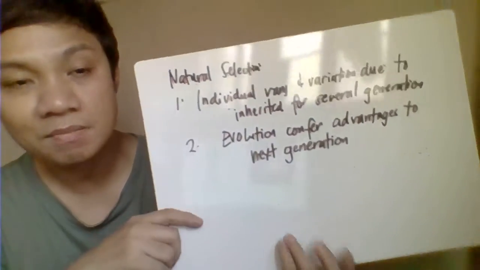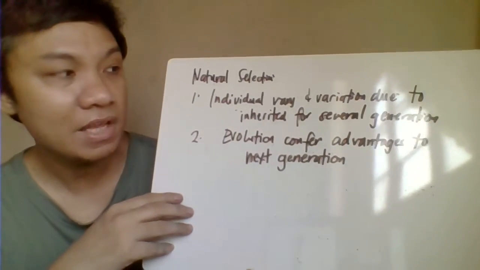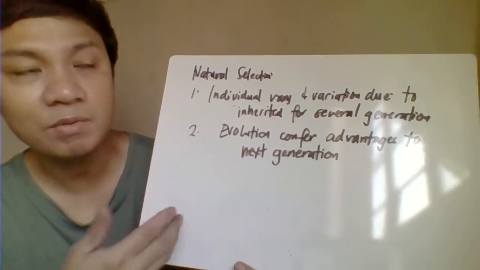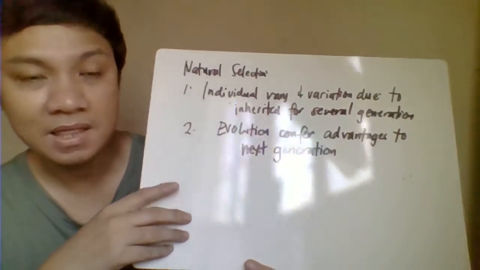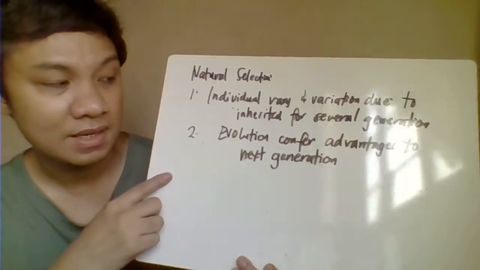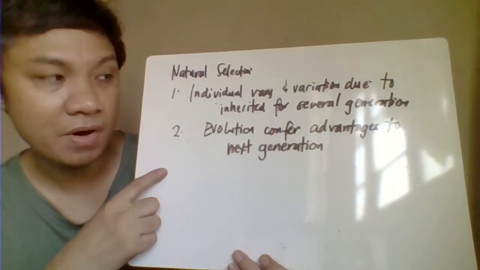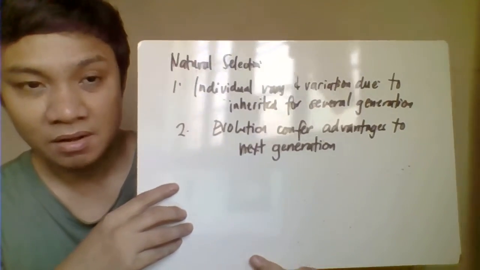Okay, the natural selection process is founded on the following perspective: individuals vary, and their variation is because of their genetic makeup. And that is passed on from one generation to the next. Another one, evolution confers advantages to the next generation.